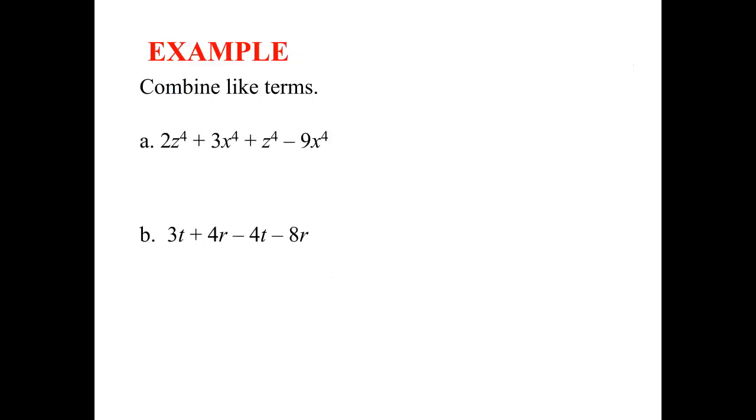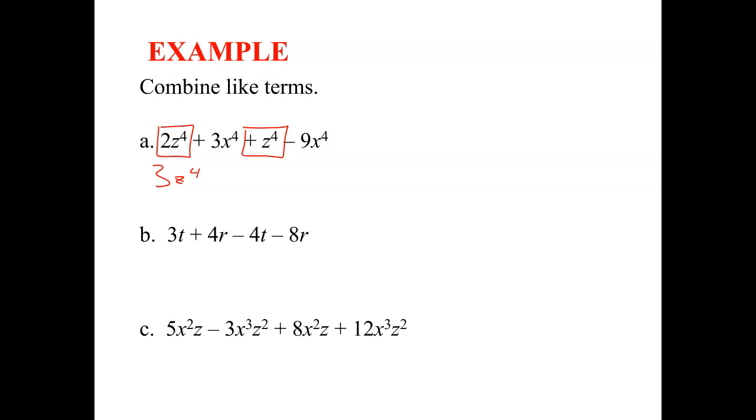All right? So combining like terms, which is basically what adding and subtracting polynomials is. In order to be like terms, they must be exactly the same. So, if I look at A, what are my like terms? z to the 4th and z to the 4th. When I combine those, what do I get? 3z to the fourth.